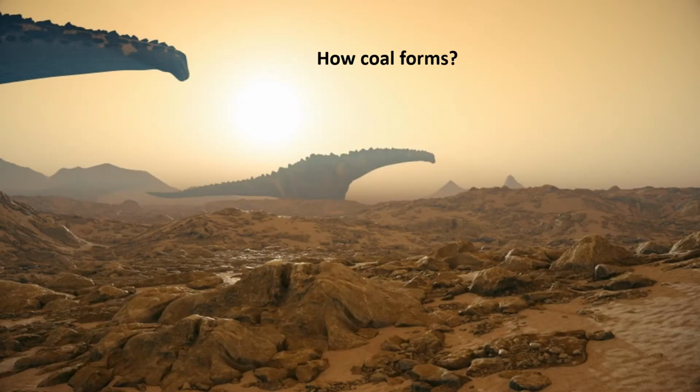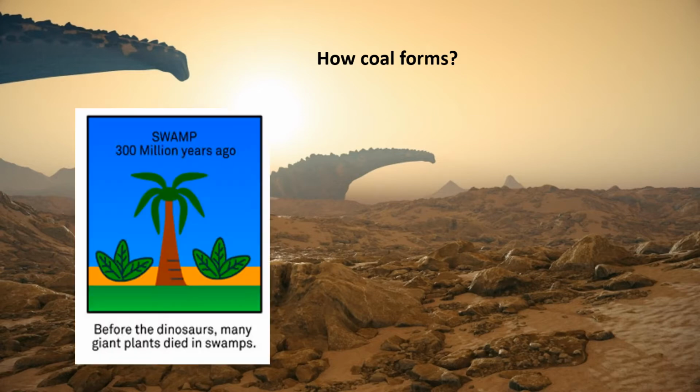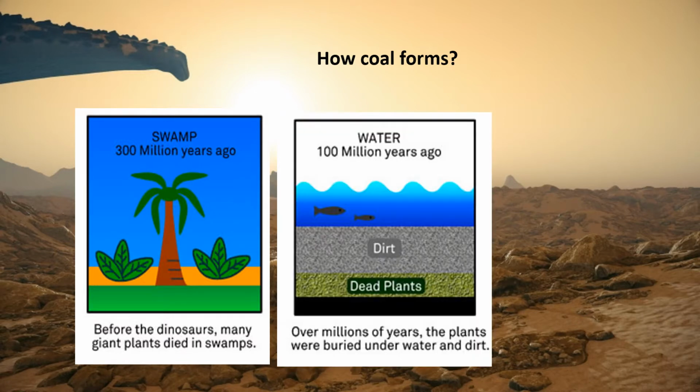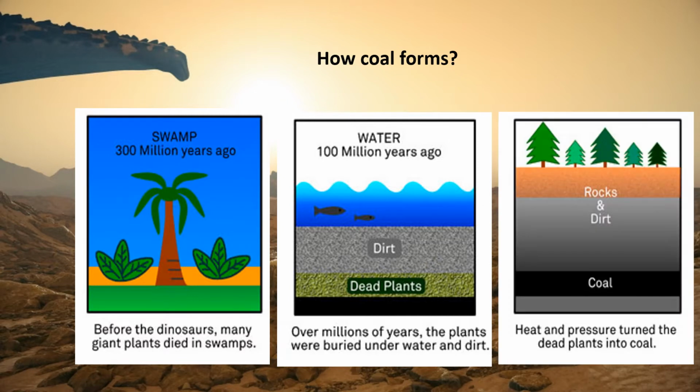Coal is another example of fossil fuel. How coal forms. Before the dinosaurs, many giant plants died in swamps. Over a million years, the plants were buried under water and dirt. Heat and pressure turned the dead plants into coal.